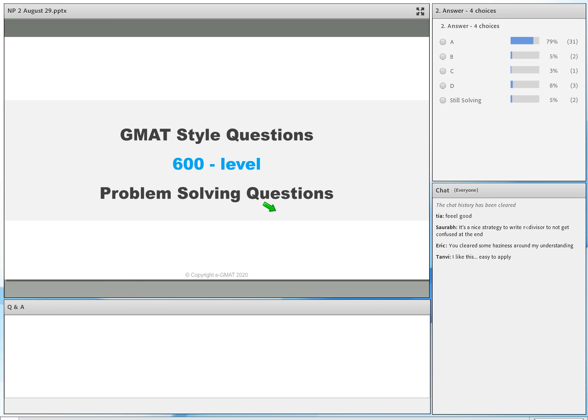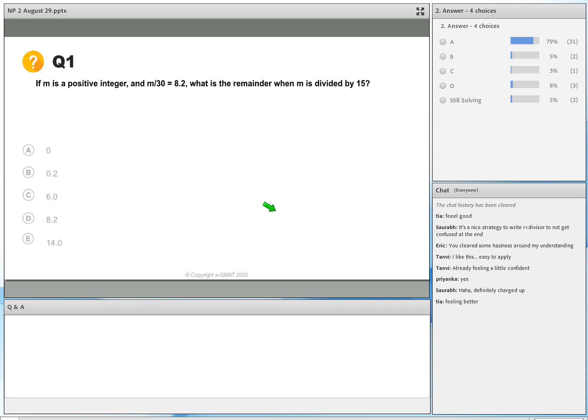600 level problem solving questions coming up. Do you feel you are ready for this now? You feel confident? Already feel a little confidence, says Tanvi. Very good. Saurabh is charged up. Nice. Priyanka is ready. Good. Yeah, I love this energy, everyone. I am going to take you into the harder ones now.